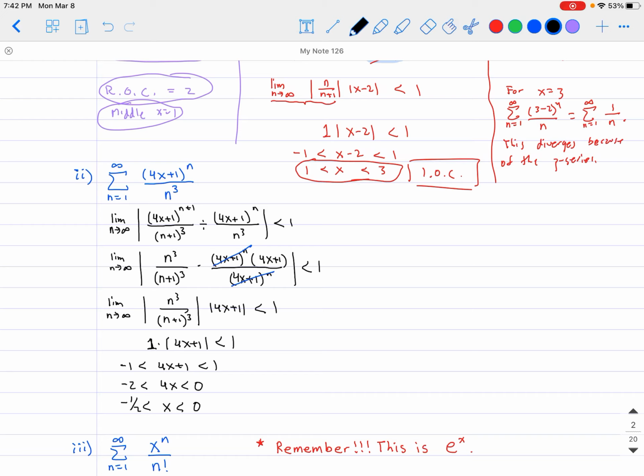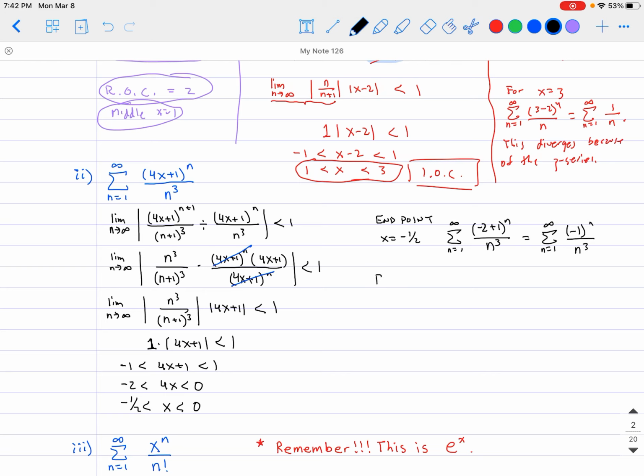But remember, you need to check the endpoints once again. So we're going to look at the endpoints. For x is equal to negative 1/2, that is going to give us the summation from n equals 1 to infinity of (negative 2 plus 1) to the nth power, all divided by n cubed. If we simplify that, that gives us the summation from n equals 1 to infinity of negative 1 to the nth power, divided by n cubed.